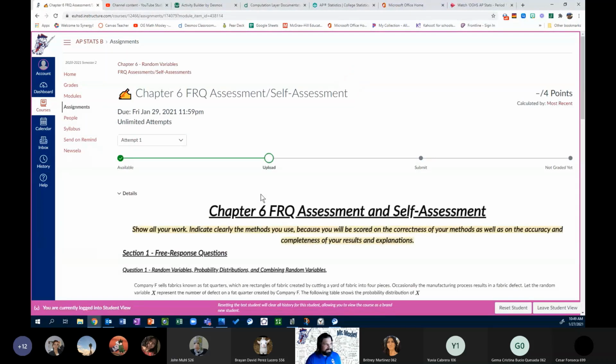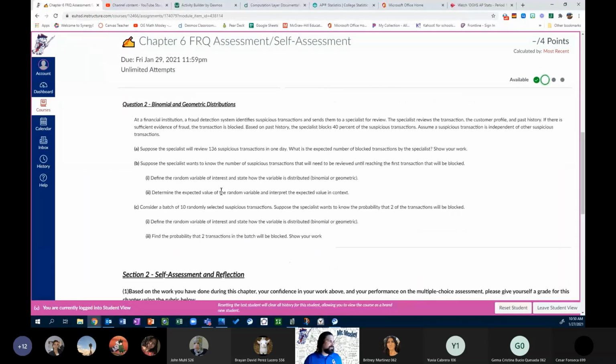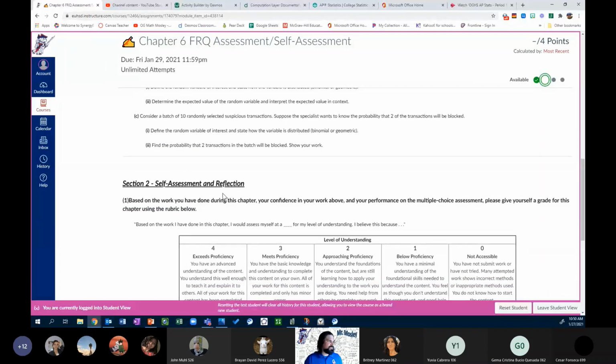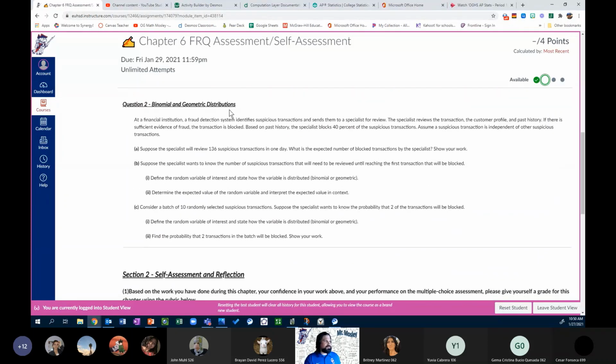So the free response question / self-assessment is similar to the self-assessment that we did the last semester for each chapter. This is done in the form of an assignment rather than a quiz, which is how I had it set up last semester. This is to give you more freedom in how you submit this task. Right? There are 2 sections, the free response questions and the self-assessment reflection section. Free response question here is comprised of 2 questions. The first question has to do with random variables, probability distributions, and combining random variables. The second question has to do with the binomial and geometric distributions and using those rules and formulas.